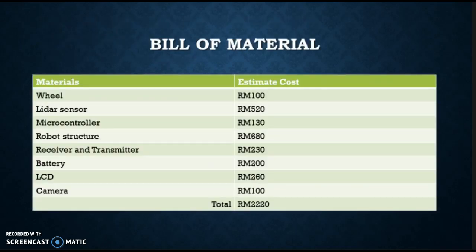This is the bill of materials. The components we have used in this design are a wheel, LiDAR sensor, microcontroller, robot structure, receiver and transmitter, battery, LCD screen, and camera. The total cost is around 2,220 ringgit.